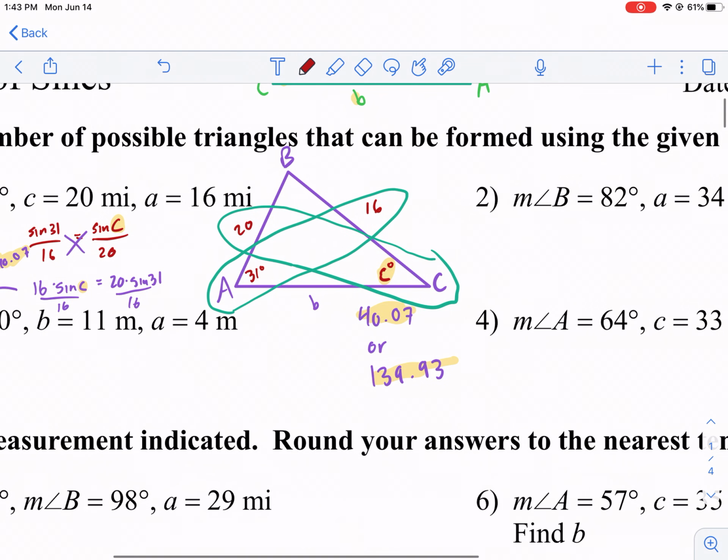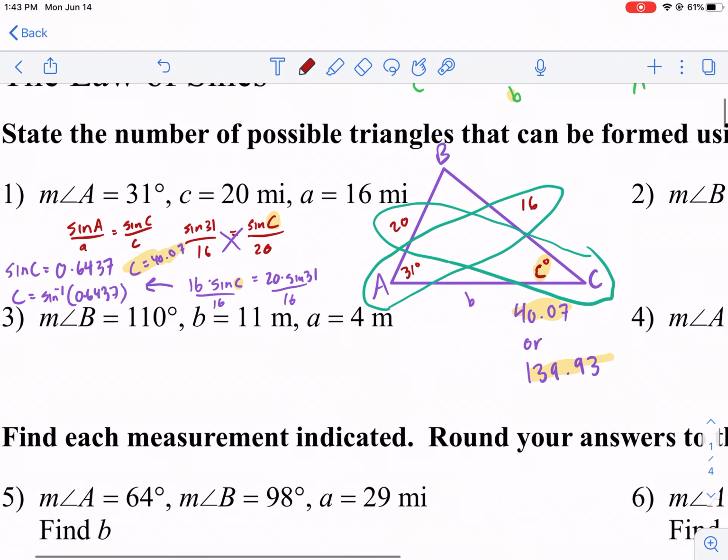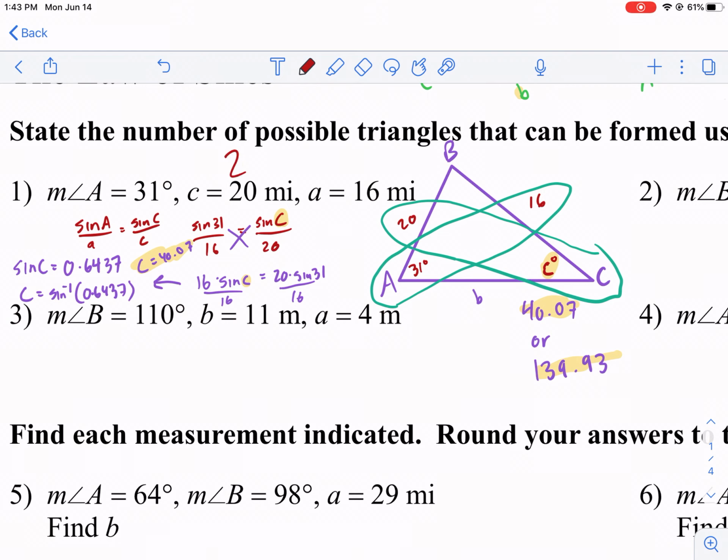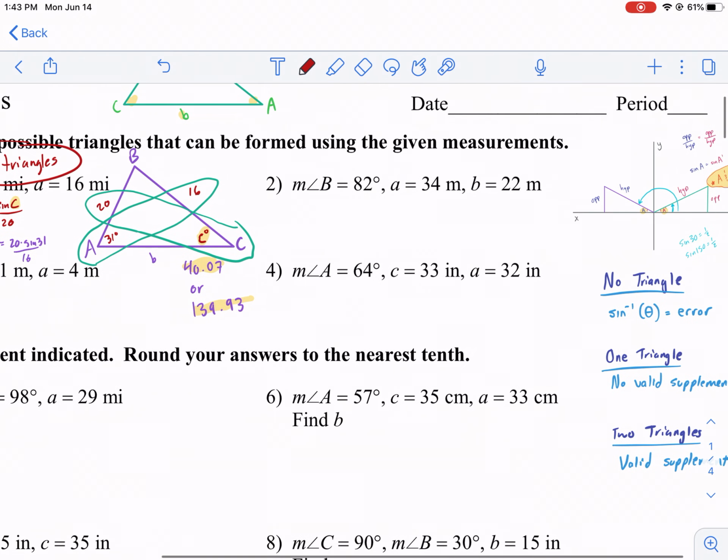Okay, so, or I should say, with the supplement, there's another valid angle. It's a valid triangle. I like just saying valid supplement. So this one is going to be two triangles. Okay, so there's two triangles for number 1. Okay, now let's go do another one.